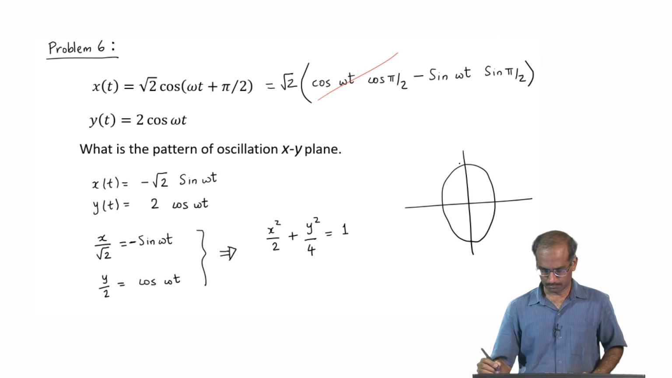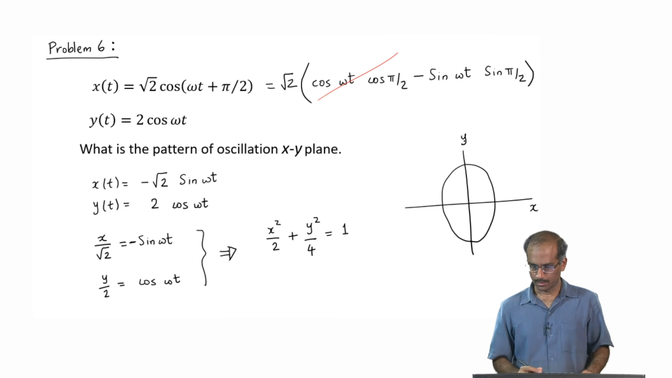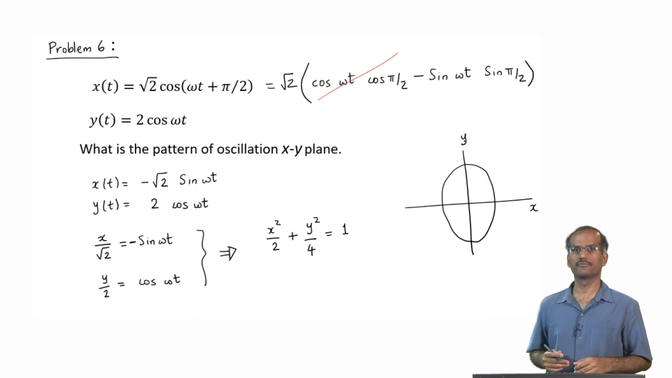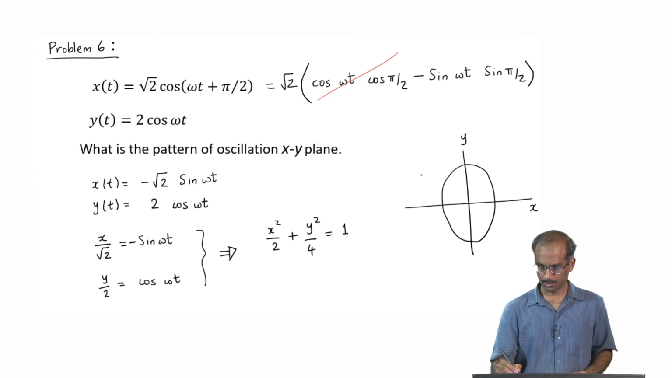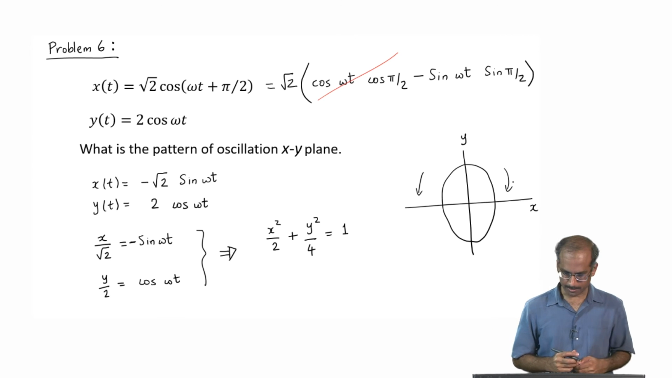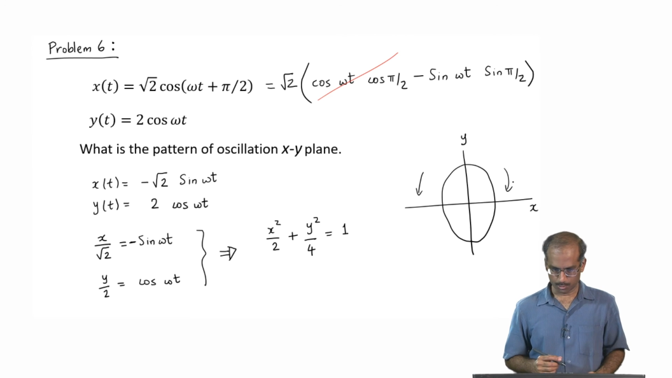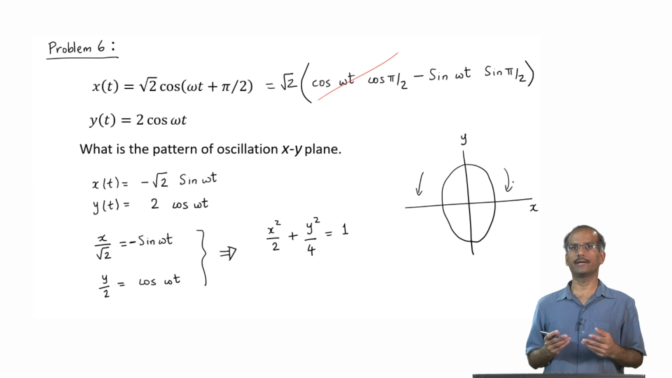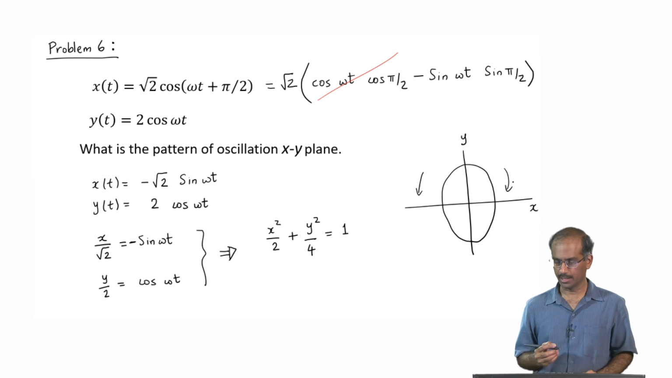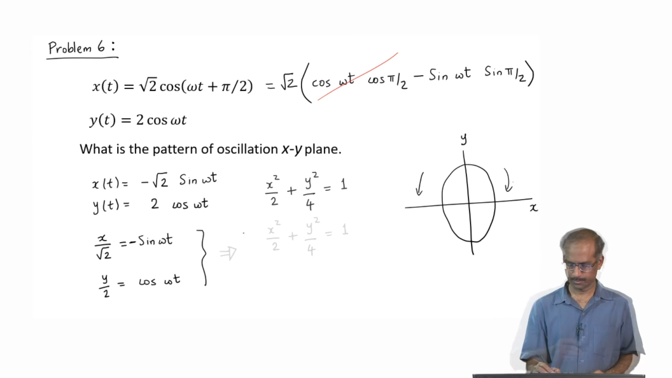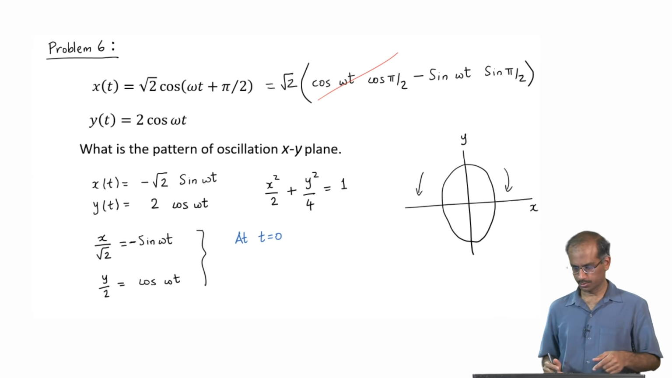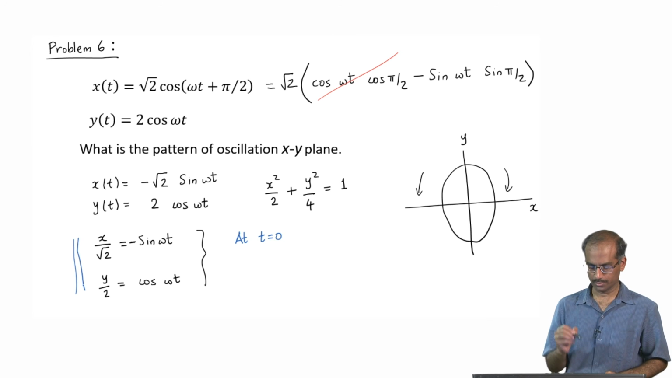Now that we have obtained the sketch of the dynamics in the xy plane, we can also ask the question, what is the direction of motion? Is it going in this direction or is it going in this direction? That can be determined as well, and to do that, let us say at some particular time, the easiest to pick is t equal to 0, where is the position of the oscillating particle? At time t equal to 0, all you need to do is to substitute t equal to 0 in these two equations.